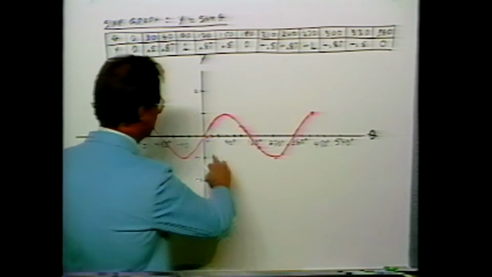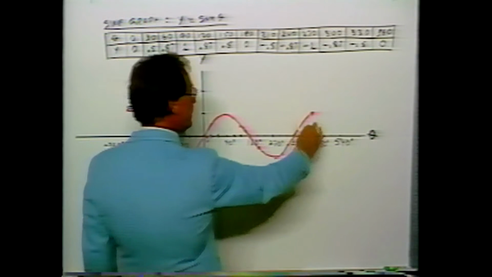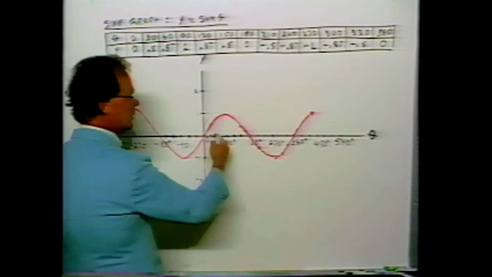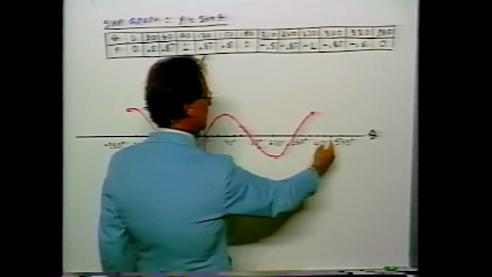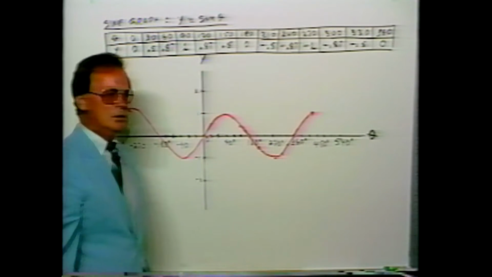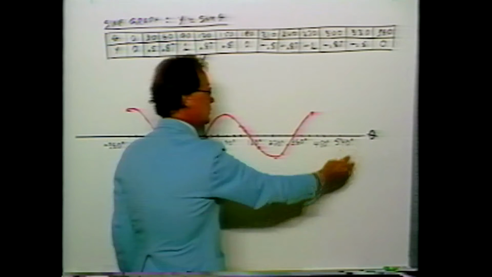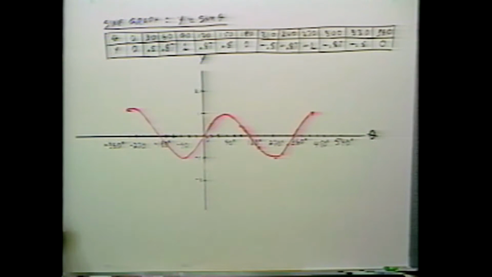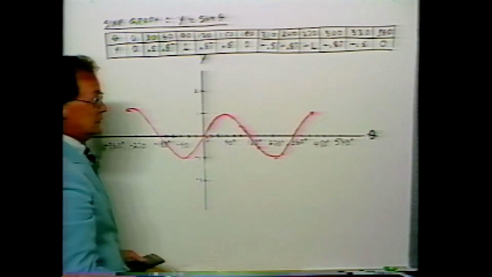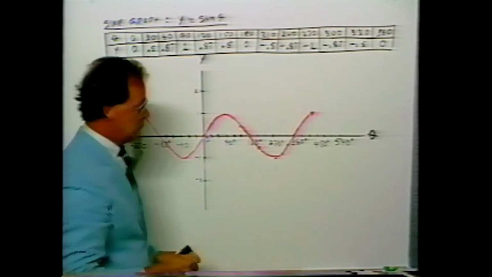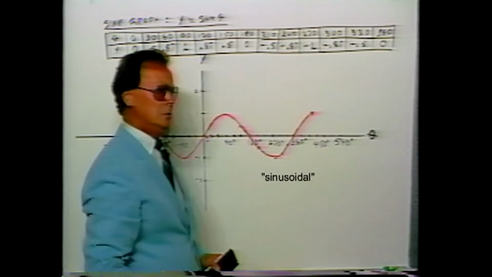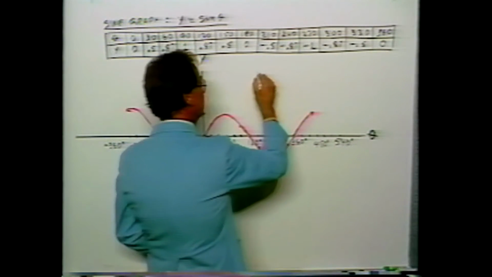This graph will continue in this sort of up and down motion in a periodic sense for all measures of angles going to the right to infinity, and similarly to the left to negative infinity. This is called the sine graph. We refer to this kind of graph, because of this up and down motion, as sinusoidal.